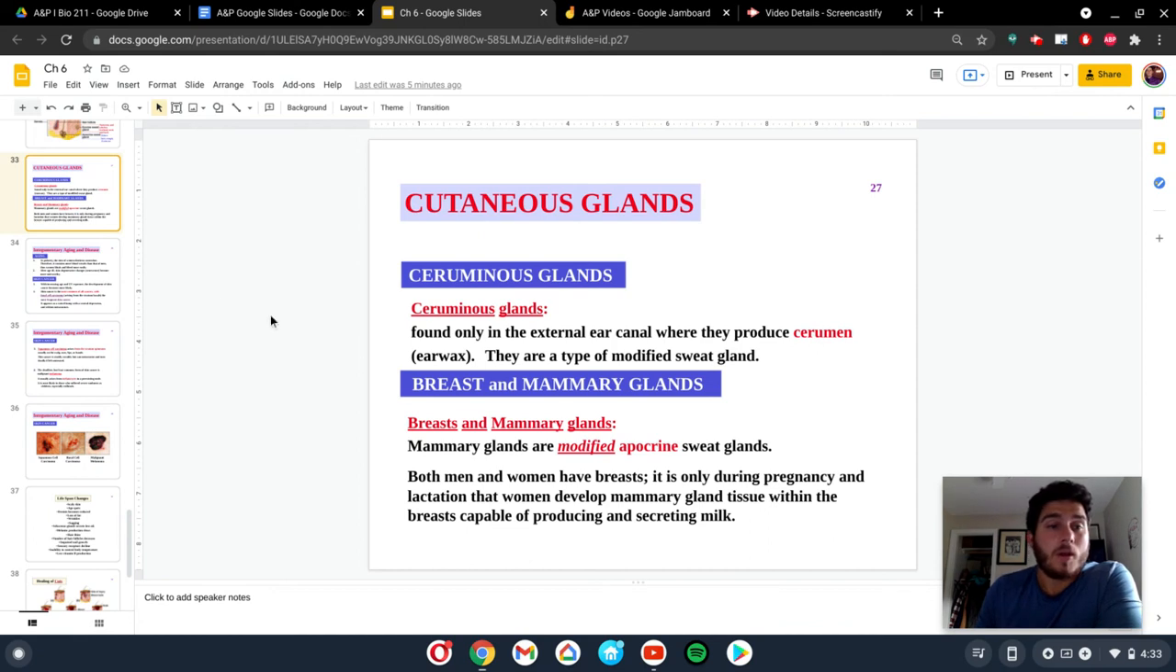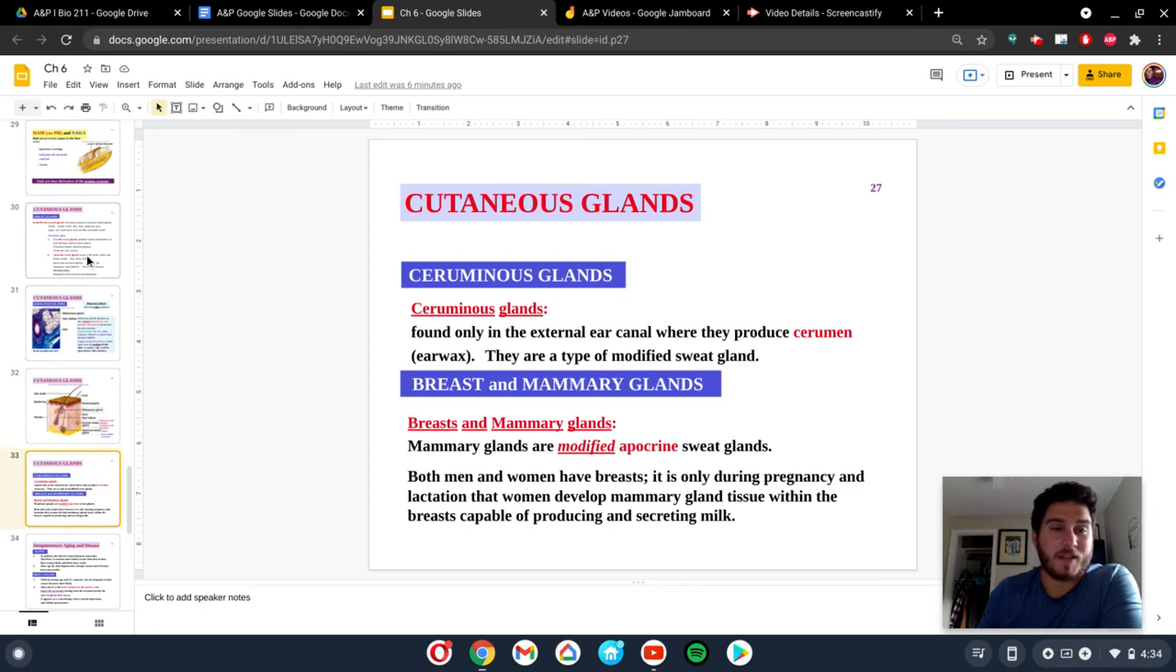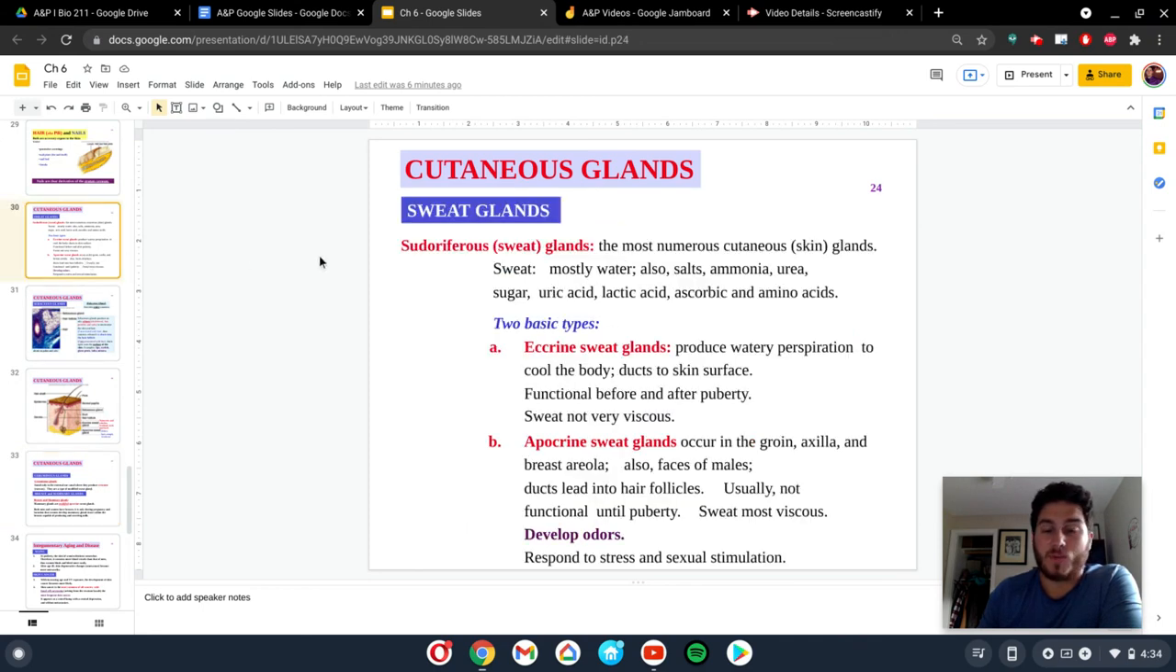So that said, we discussed the different types of glands, different types of perspiration, I suppose, that your body can endure because of the different types of sweat glands, as well as the modified sweat glands, that of your earwax and of breast milk.